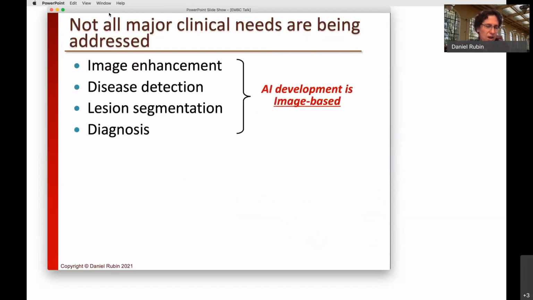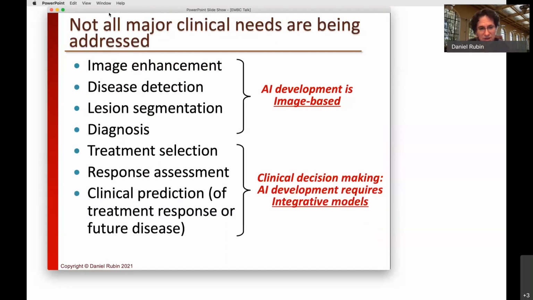So the kinds of things that are amenable to just image-only input would be image enhancement, so that upstream AI application, and disease detection, lesion or disease segmentation and measurement, and diagnosis. That's all perfectly fine for image-based development. But these areas, selecting the optimum treatment, response assessment, and clinical prediction, need integrative models. You need more than just the image. I mean, there are some works where they're making predictions based on only the image, but there's a lot of valuable information in complementary sources, particularly in the EMR or in monitors or in genetic data, that when you integrate them with the image data, generates much more powerful models.